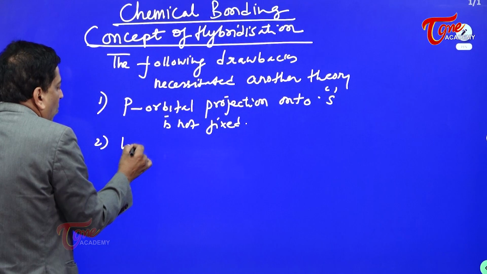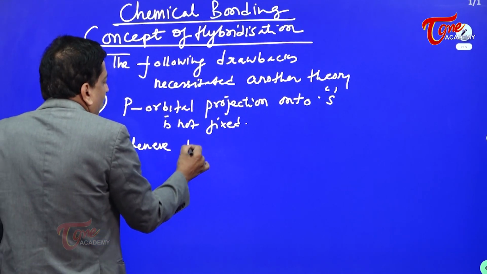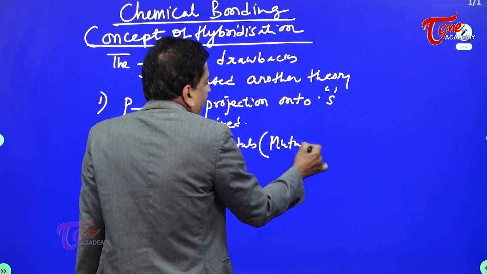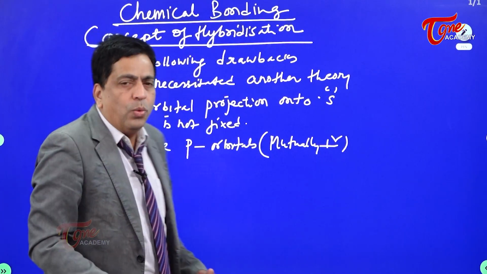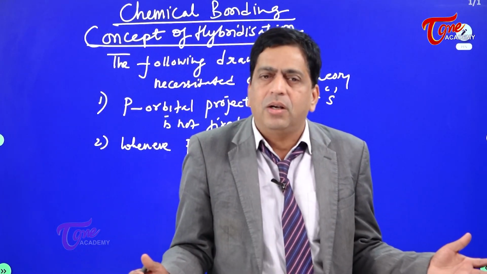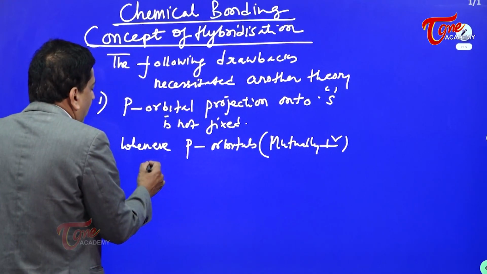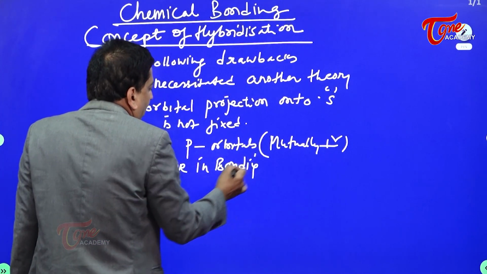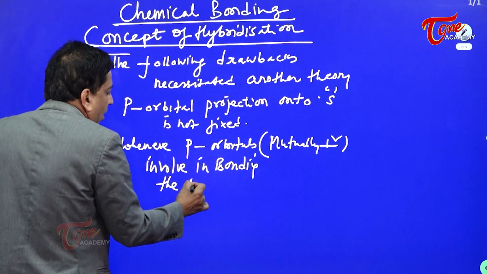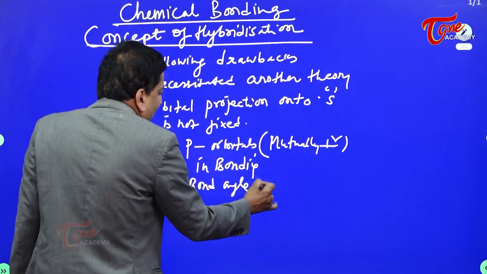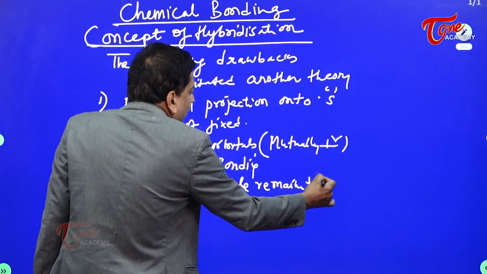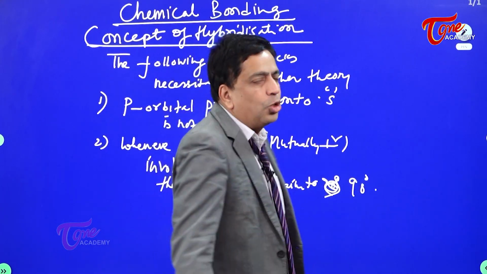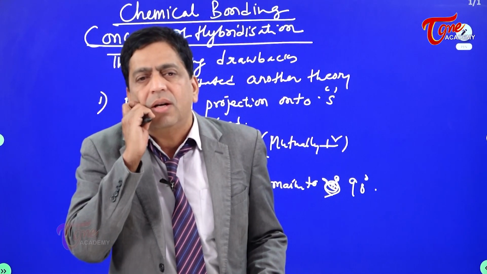Second one, whenever p orbitals which are mutually perpendicular are involved in bonding, the bond angle remains to be 90 degrees. It remains to be 90 degrees, which is ridiculous and silly, which I don't agree at all, completely. I don't agree at all.